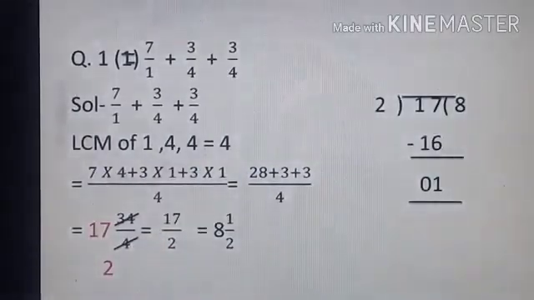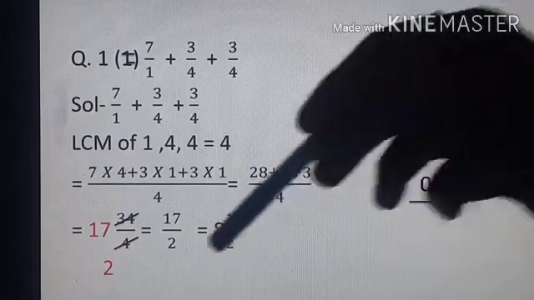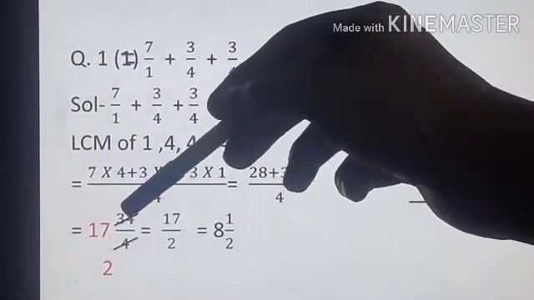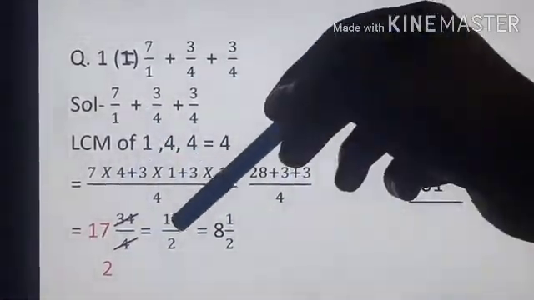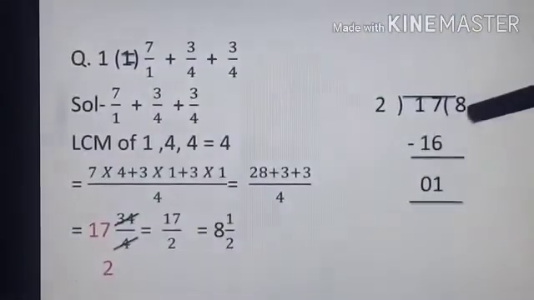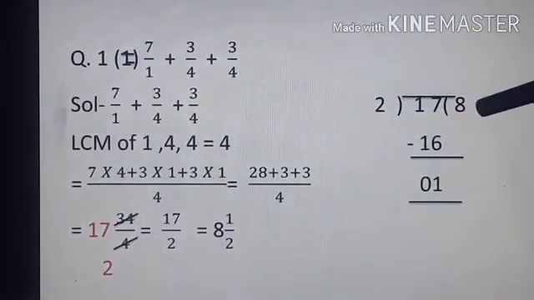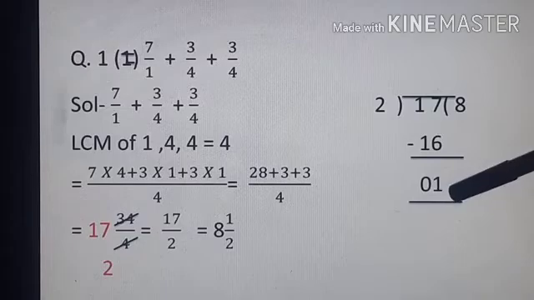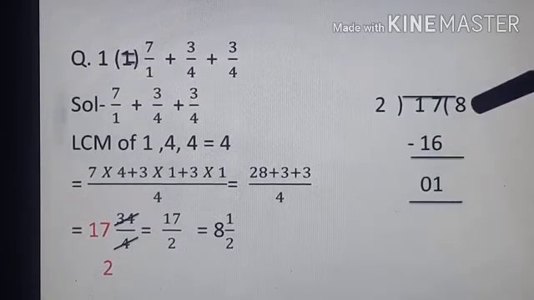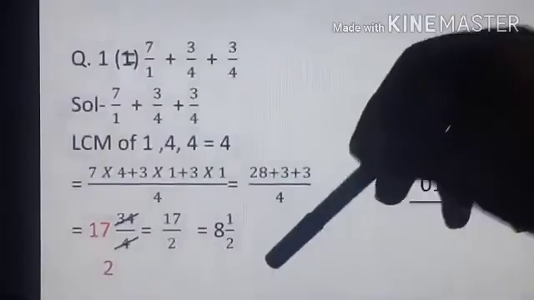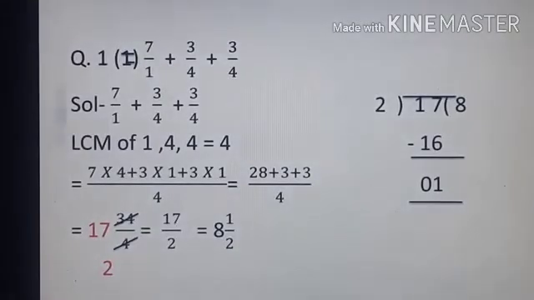We know that cutting is possible with 2. So 2 2s are 4, 2 1s are 2, 2 7s are 14. Now it is 17 upon 2. 17 divided by 2. 2 8s are 16. Remainder is 1. So our answer will become 8 whole 1 by 2. Are you getting correct answer? Good.